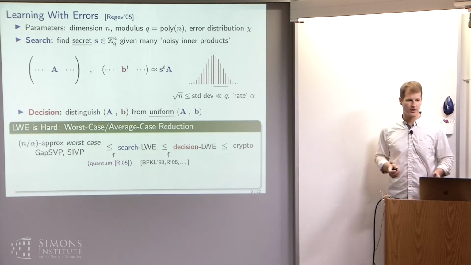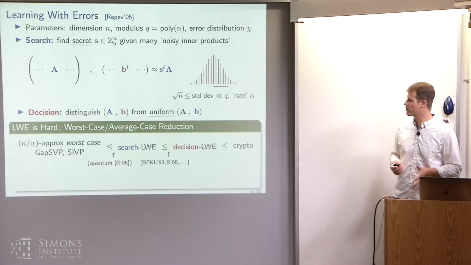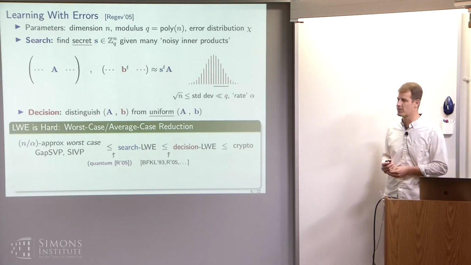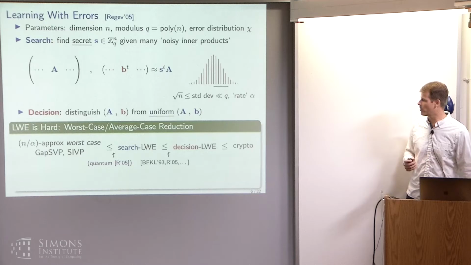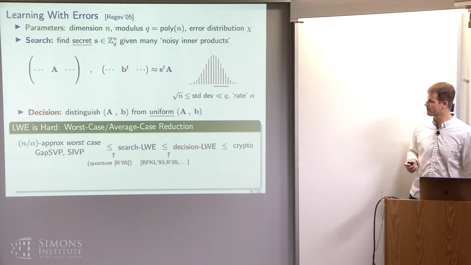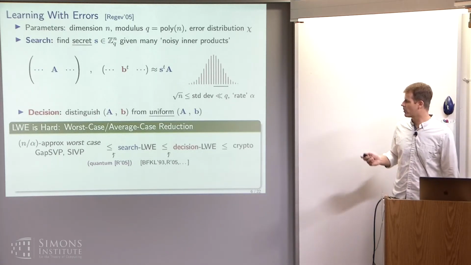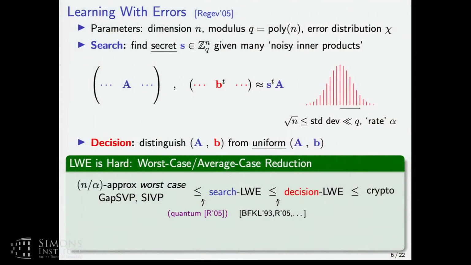So just like we have for SIS, we have hard worst case to average case reductions also for LWE. The story is a little more complicated, however. So here's what we have. We can show that search LWE. Okay, so let's go from left to right. There's a reduction from worst case, same two problems, gap SVP or SIVP, to search LWE, where the approximation factor is now like n over alpha.